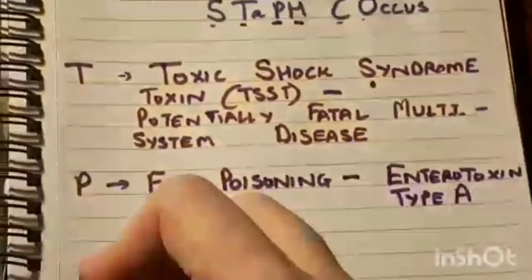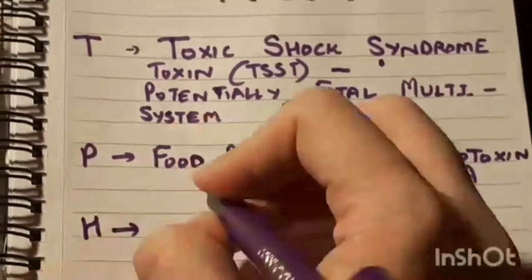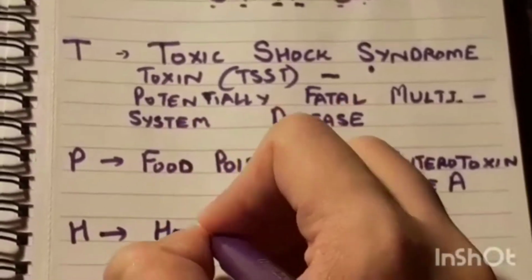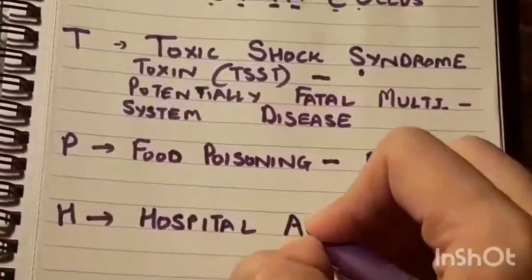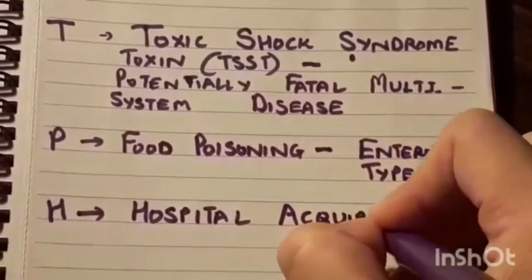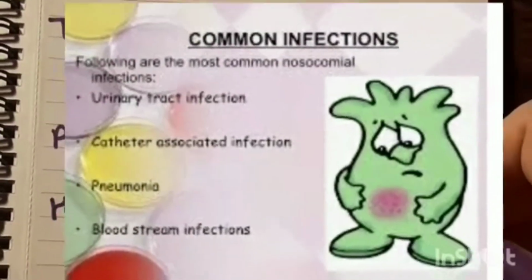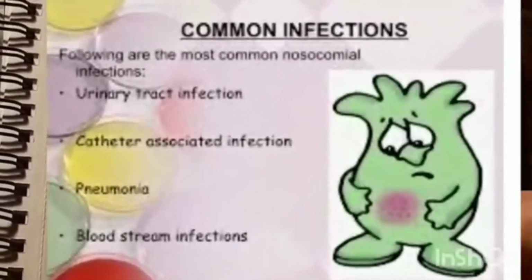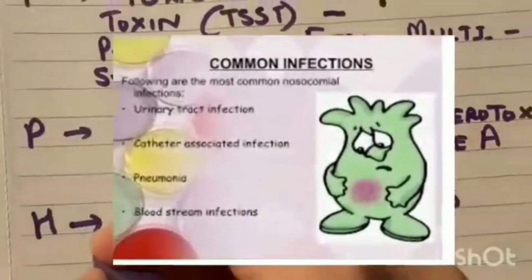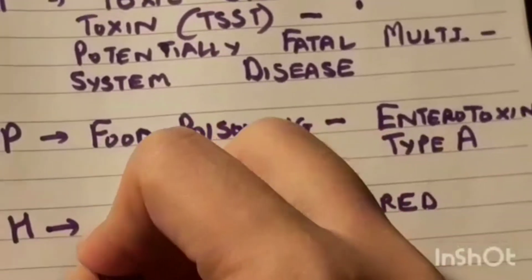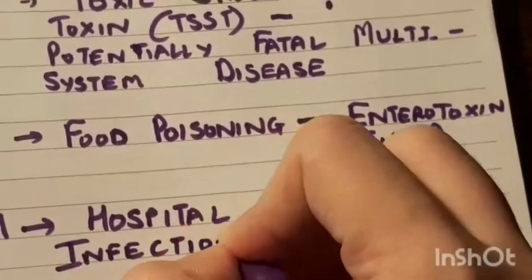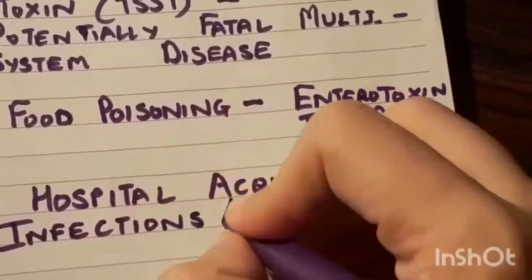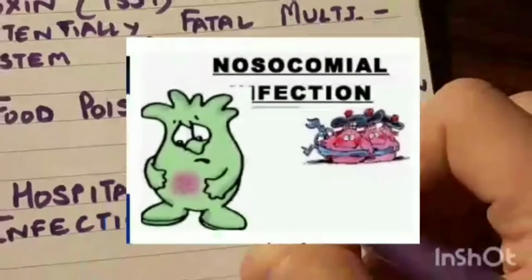Now we take the sixth letter H. H stands for hospital acquired infections. Staphylococci are a common cause of post-operative wound infection and other hospital cross infections. They are commonly resistant to penicillin and other antibiotics routinely used in hospitals. They are also called nosocomial infections.